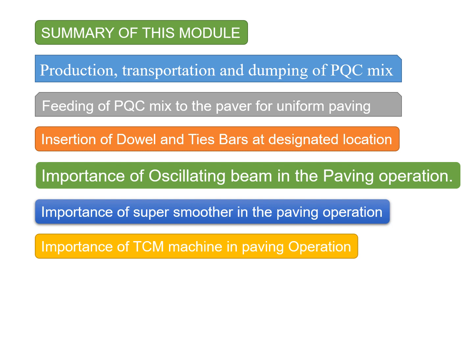So to summarize this module, we talked about in general what should be the production, how the transportation needs to be done, what should be the dumping of the PQC mixes, how the feeding of the PQC mix to the paver is carried out to get a uniform paving, like how to maintain the paving speed and the paving quantity based on the feeding quantity and the production quantities. So the bottleneck is the production quantity.